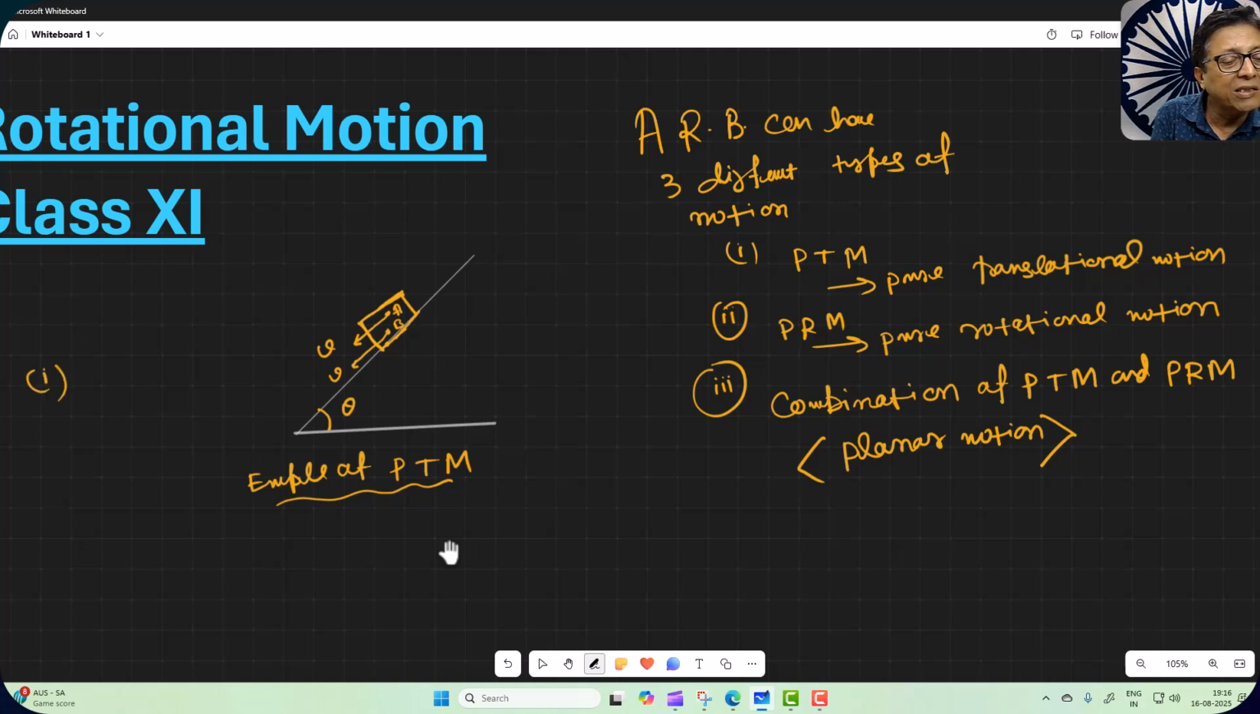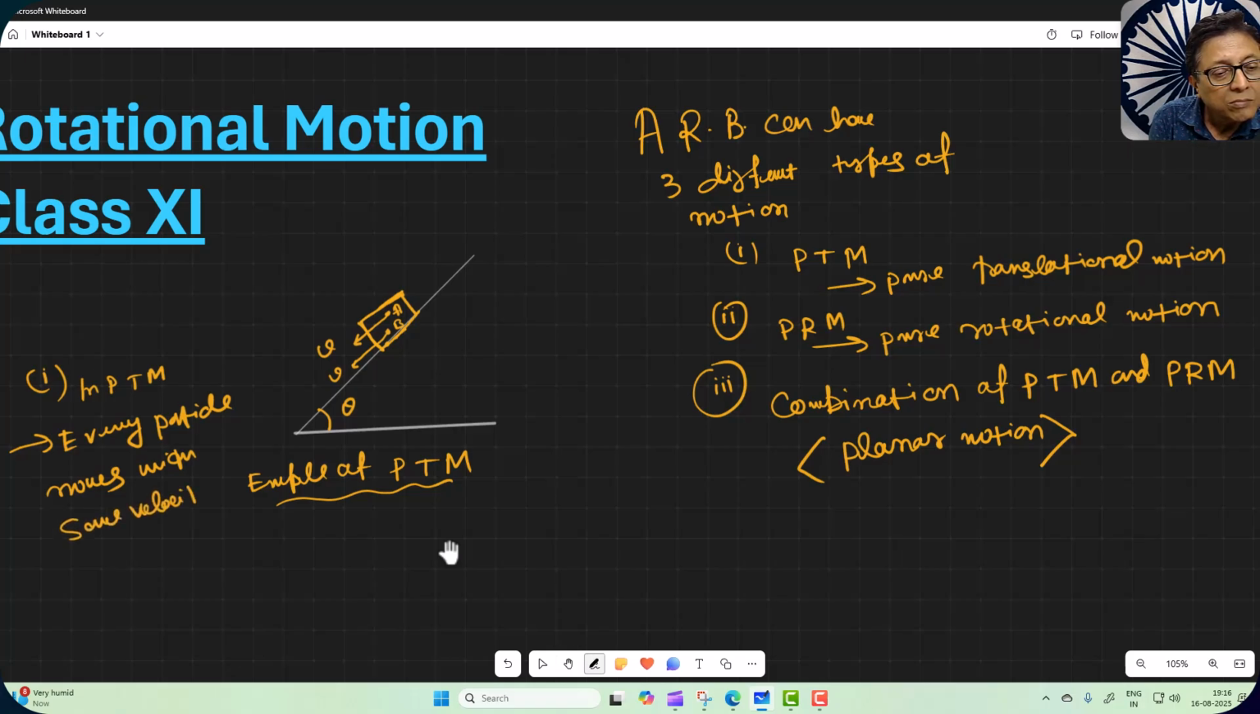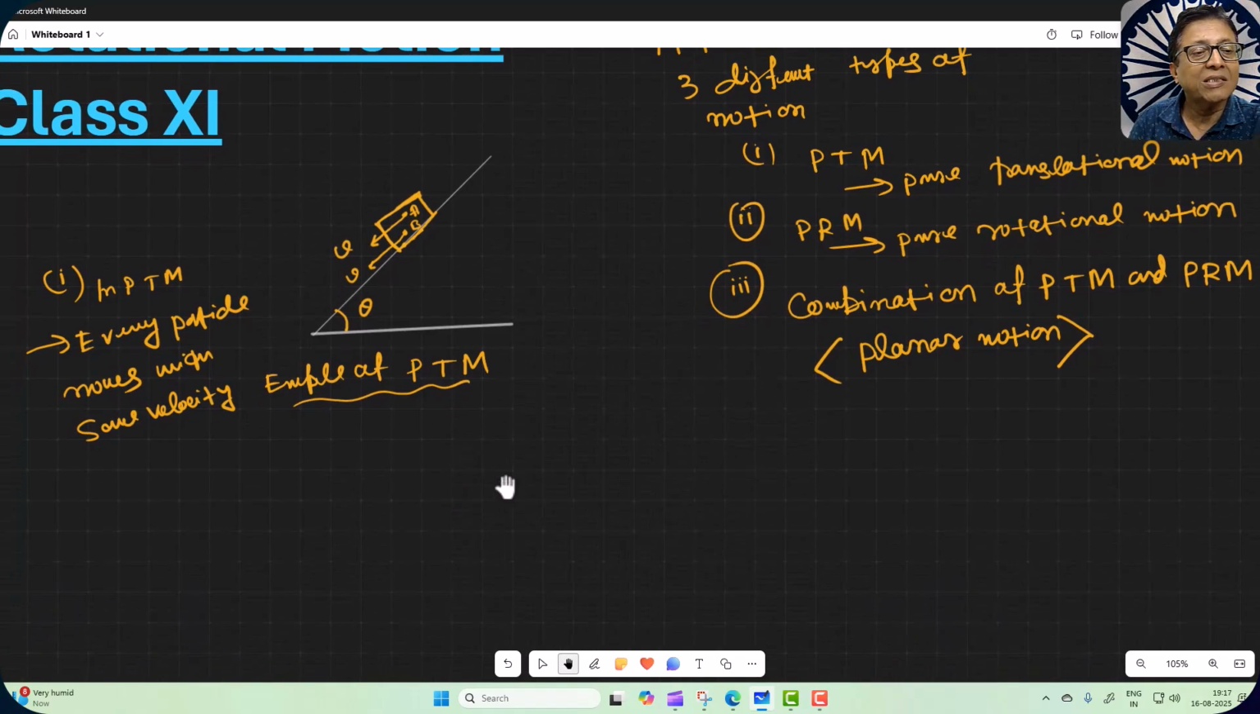Number one, we are discussing in PTM, every particle moves with the same velocity. This is called PTM. Okay? Every particle moves with the same velocity.